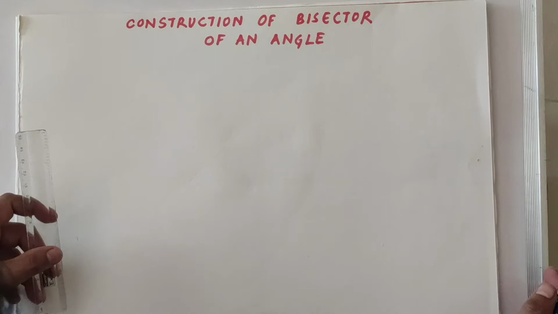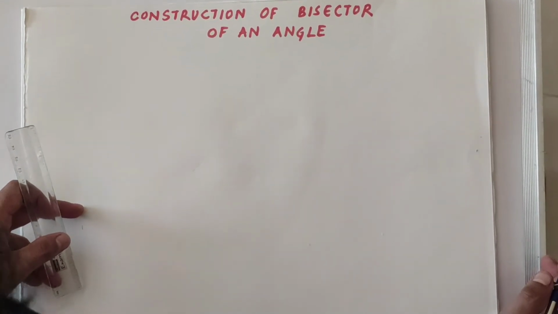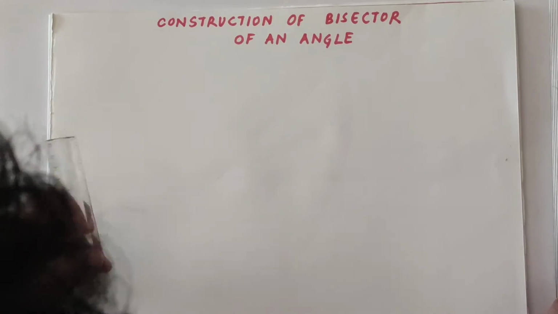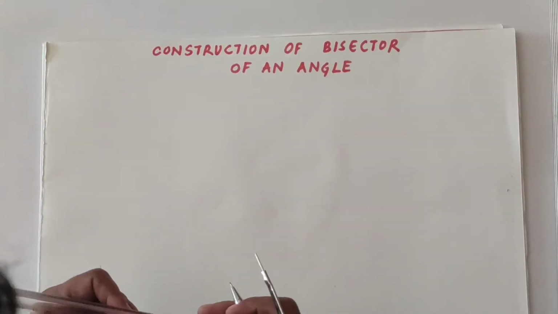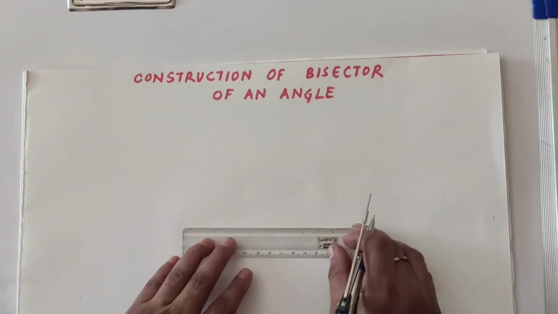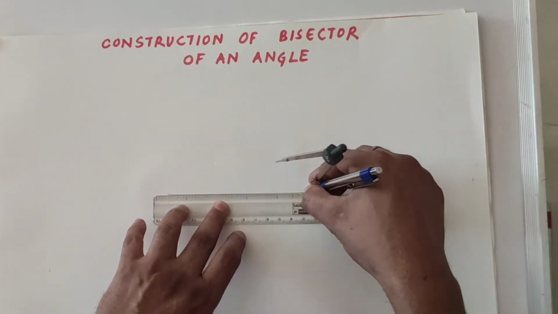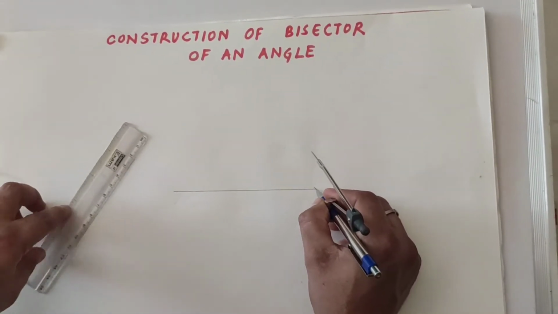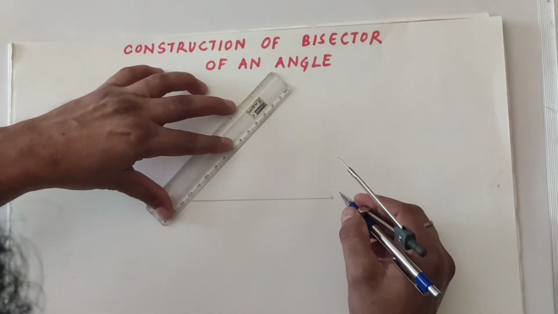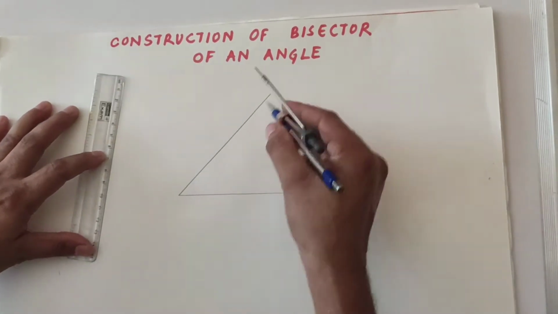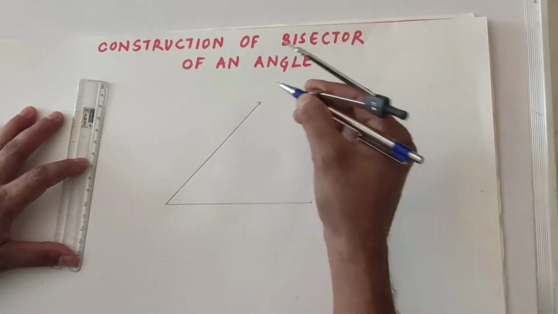Dear student, today we are going to learn how to construct the bisector of a given angle. So first we will make an angle. So here we have an angle. So here we got an angle.